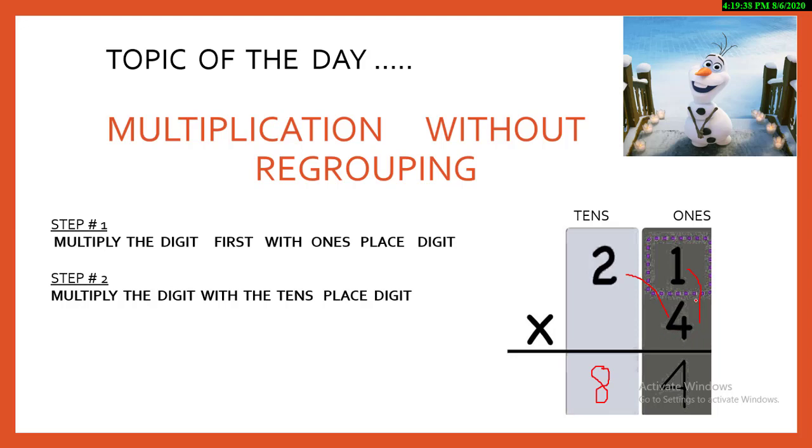First you will multiply 4 with 1 and then 4 ones are 4, so you will write down 4 and then 4 twos are 8. So 8 will come over here. See how simple it is.